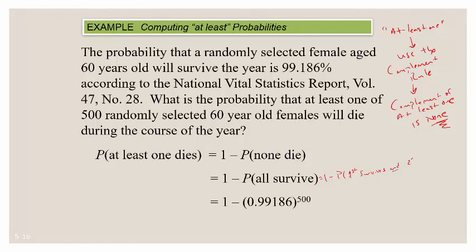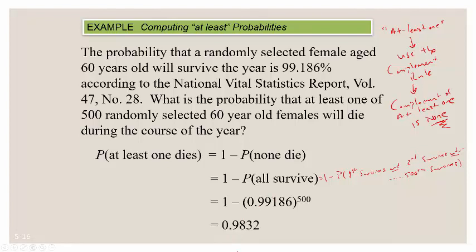And the second survives. And you would keep going all the way to the 500th survives. Well, the and statement would imply multiplication. So it would just be this multiplied by itself 500 times. So we're just raising it to the 500th power. And if you plug this into your calculator, you'll get the probability.